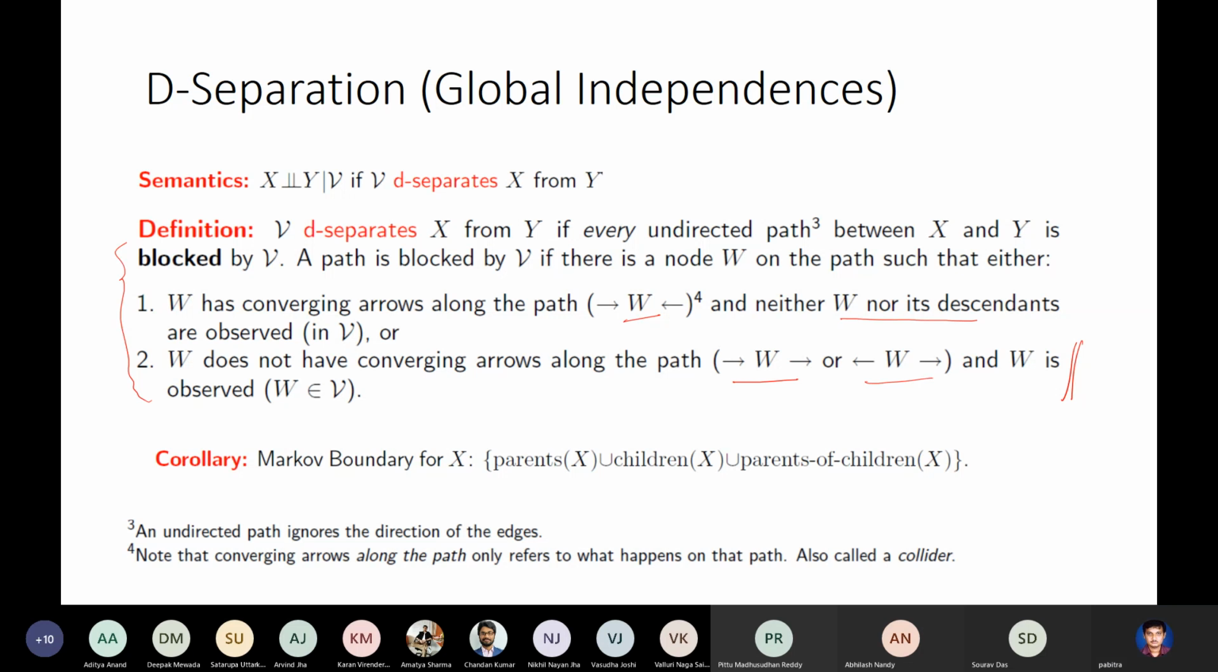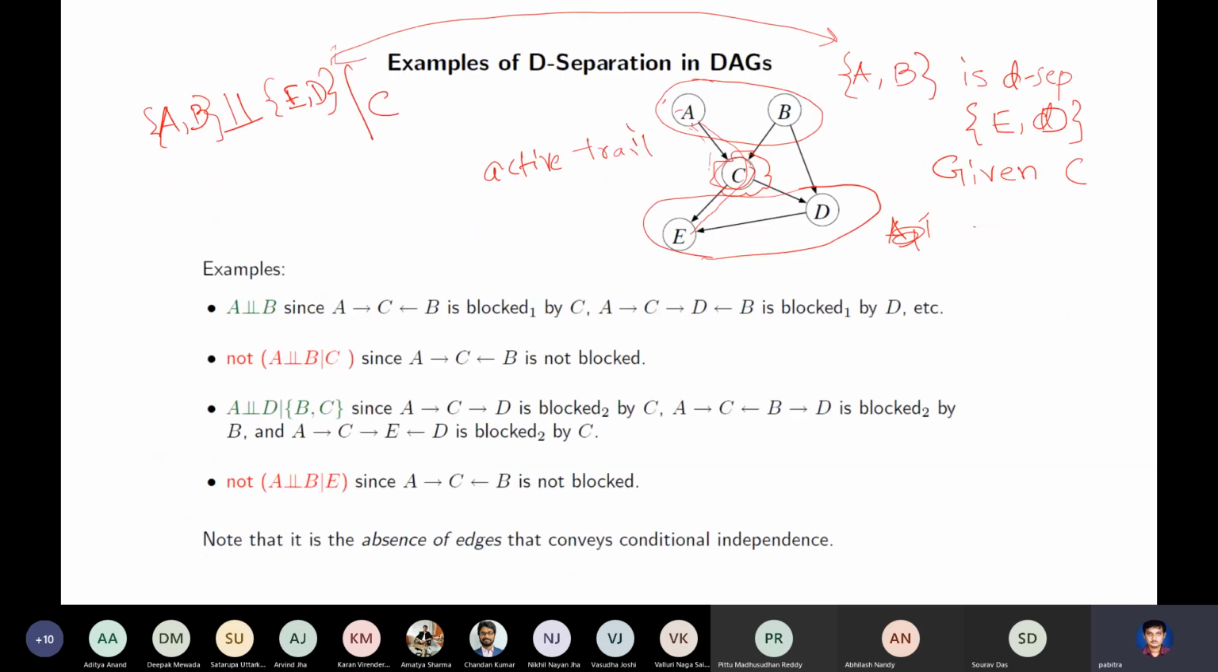And this would be d-separated given C if all trails from this to this, or sorry, the other way around, let's put it this way, all trails from this to this are blocked. Then you would say them to be d-separated. There is no active trail between AB and ED. Every trail is blocked. Then you would say that AB and ED are d-separated given C. And once we know that they are d-separated, we can infer this conditional independence.